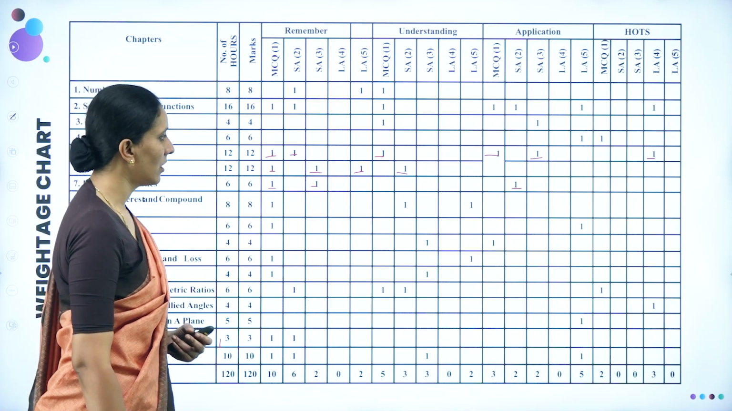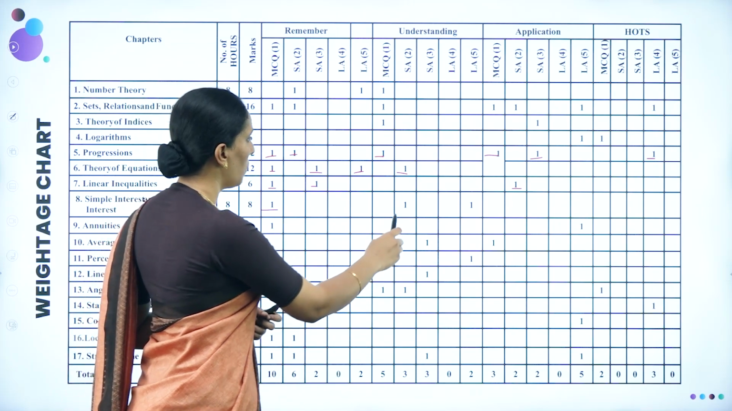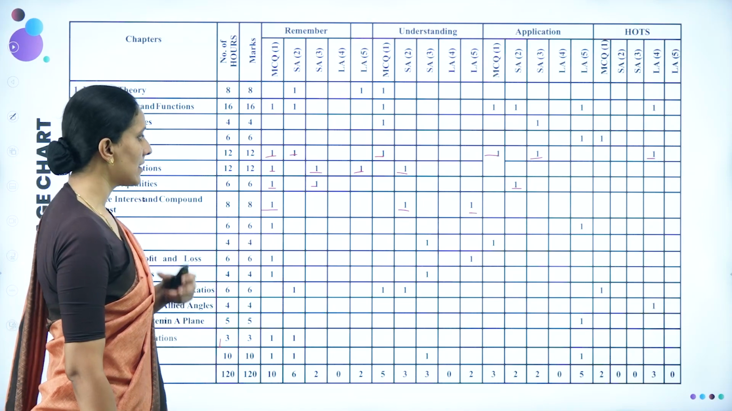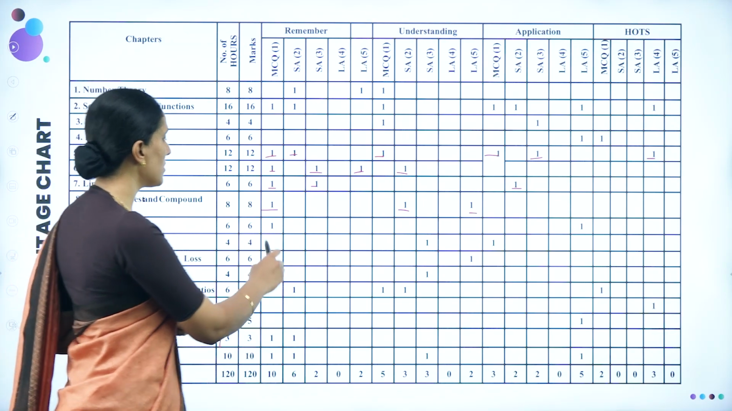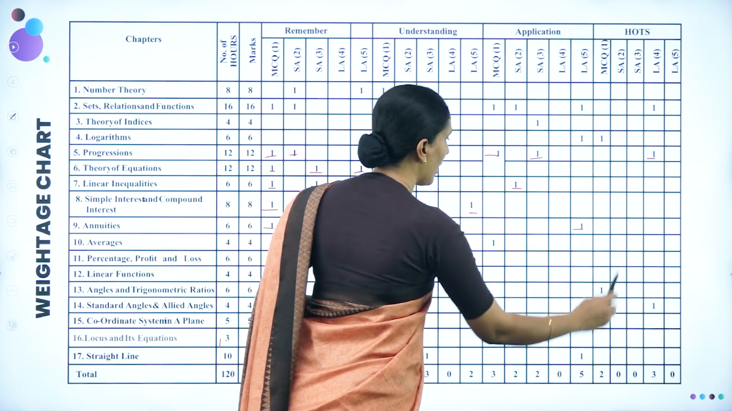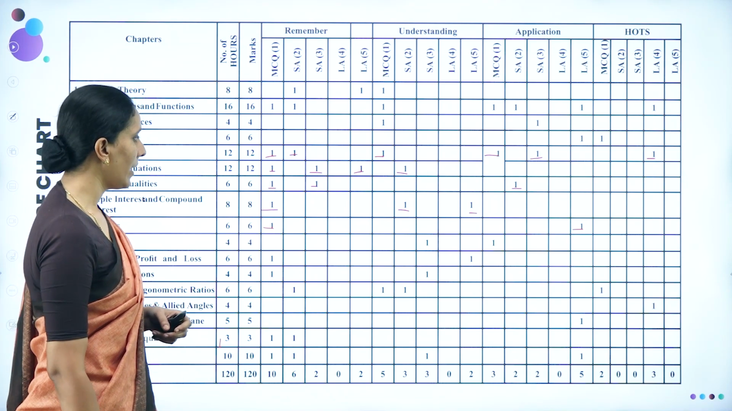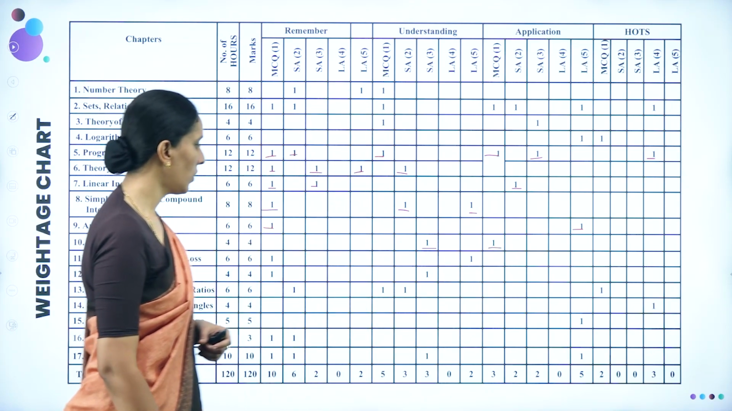Next, simple interest and compound interest. It's an 8 marks chapter. So you have here 1 MCQ, 1 short answer for 2 marks and 1 long answer, that is for 5 marks. Next, you have annuities. From the chapter annuities, you have 1 MCQ question and 1 5-mark question. Next, averages. So again, here you have 1 MCQ and 1 short answer question.